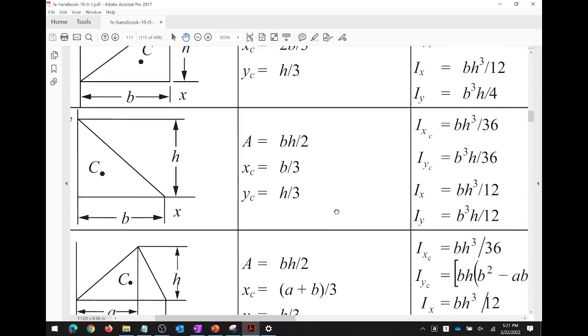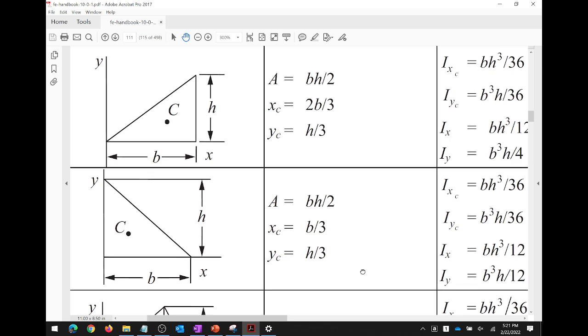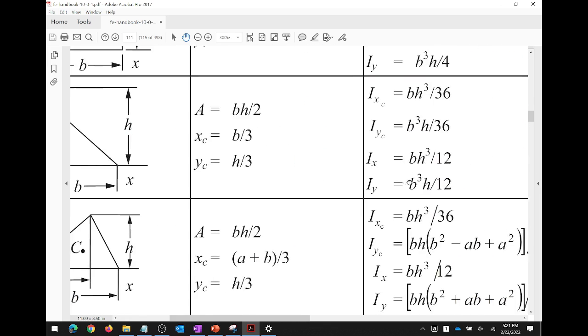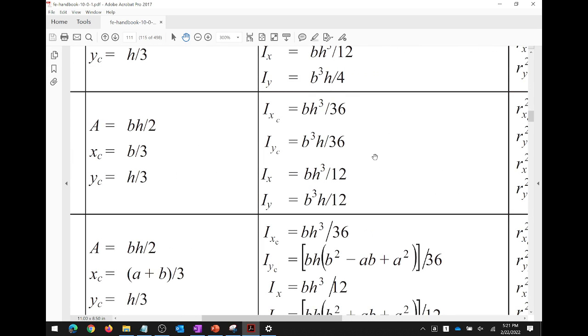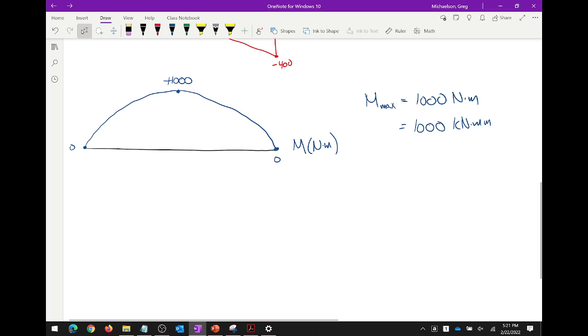So if you use any of these formulas, and here's the beauty, what do we see with respect to the centroid? BH cubed over 36, because it's a triangle, it's not a rectangle, so the formula is going to be different. With me so far? So that's what we need. So let's go back to our problem.